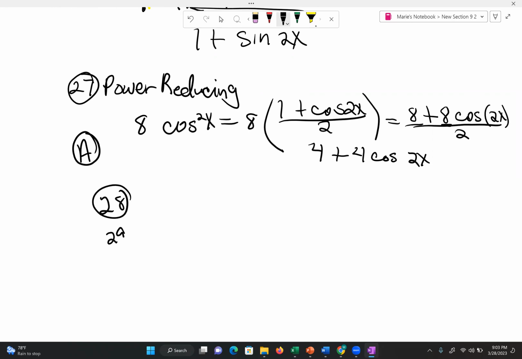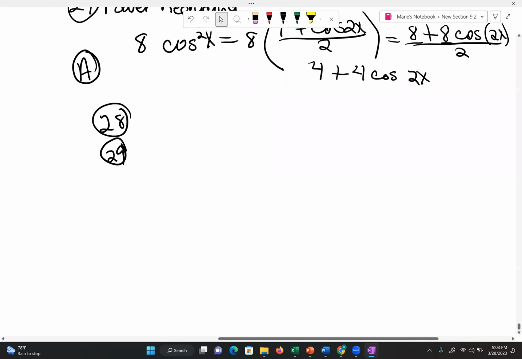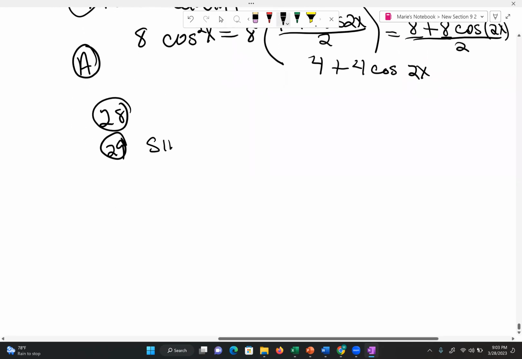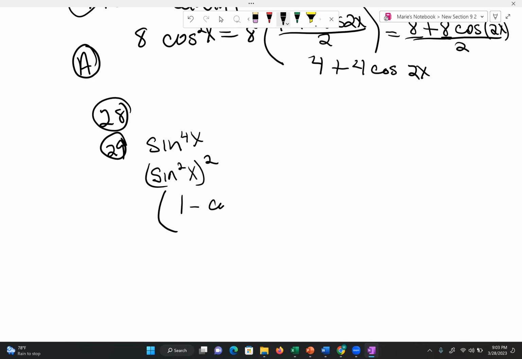29 I am going to do because I want to refresh your memory on 29, because they give you in this one sine to the power of 4 x. And so we're going to split this guy up. We're going to call it sine squared x, squared. And if you recall, when we do this, this is basically 1 minus cosine of 2x over 2, and that is squared. So that is what this represents here.